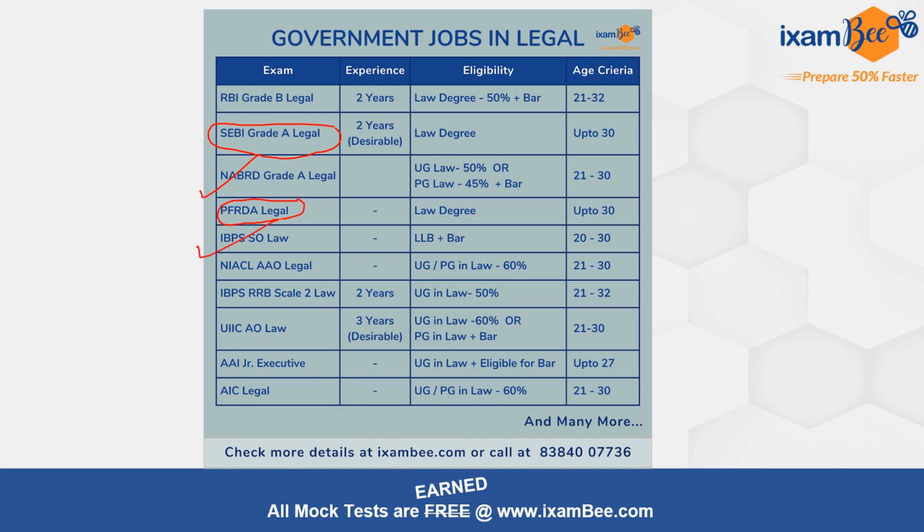IBPS SO Law comes every year. We have NIACL AO Legal recruitment this time. UIIC Law recruitment this time. RRB Scale 2 comes every year. AI Junior Executive in Law, this is also a new recruitment. LIC Legal has come twice in the past. Then you have HPCL Law, Coal India Law, various banks making recruitments on Scale 2 posts. So if you are an aspirant of government job in the legal domain, look out for various exam opportunities and start your preparation accordingly. Target which exams you want to prepare for and accordingly start.